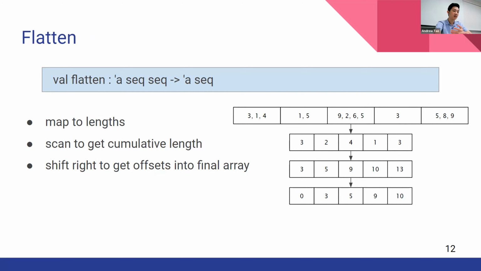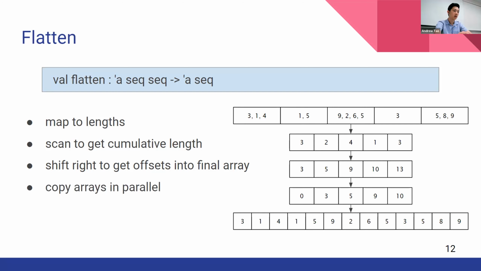And now that we have the size, which was the last index of the inclusive scan, as well as all of the offsets, we can just copy it into our final array in parallel. So this is relatively straightforward.